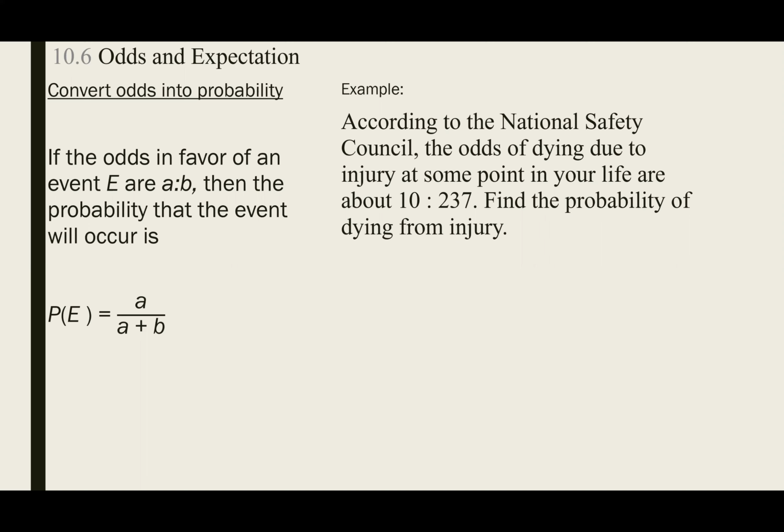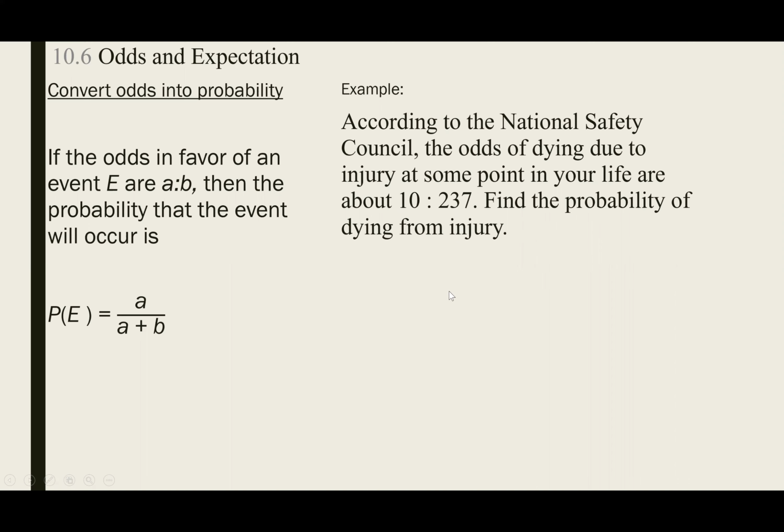So what is the probability? Well, the first thing you ask yourself is, do they give us the odds in favor? And here, they give you the odds in favor of dying, okay? Unless they say odds against something, but mostly they give you the odds in favor. So this is the odds in favor, where the 10 is your A, and the B is the 237. Find the probability of dying from injury.